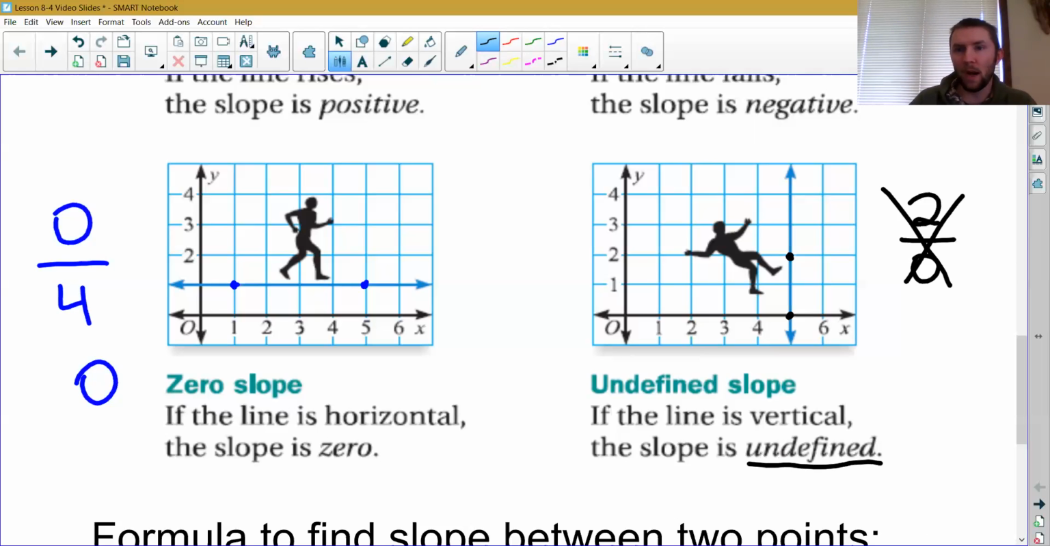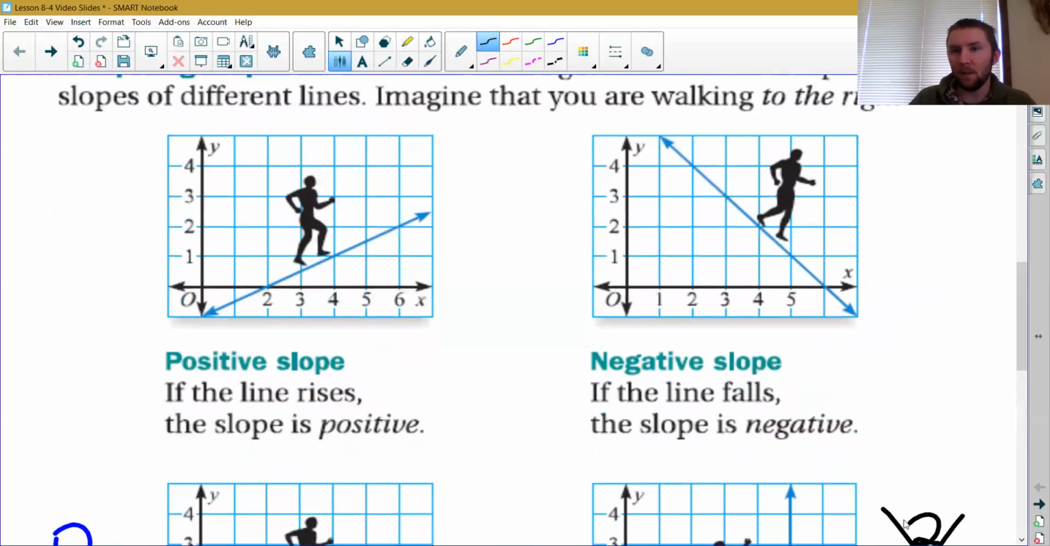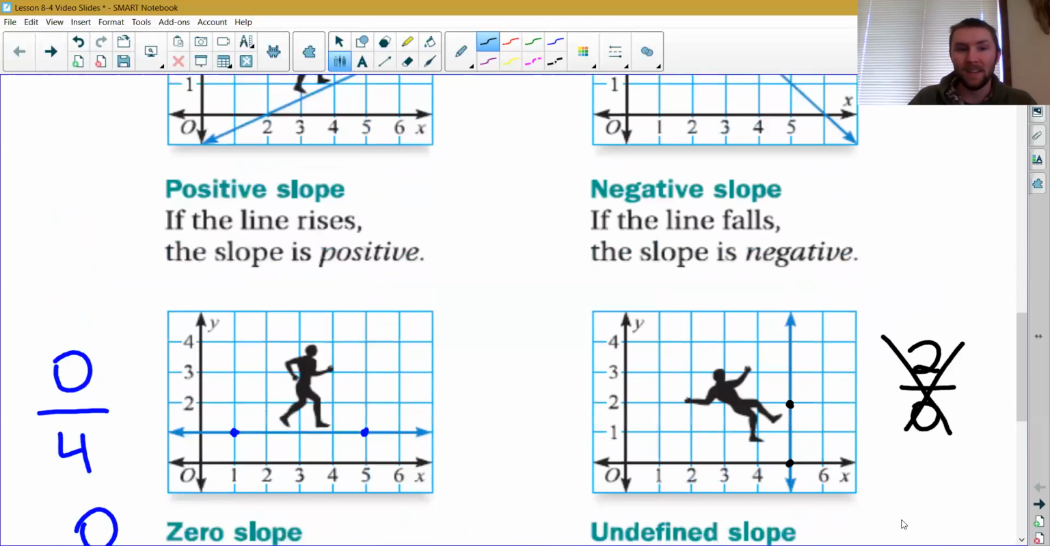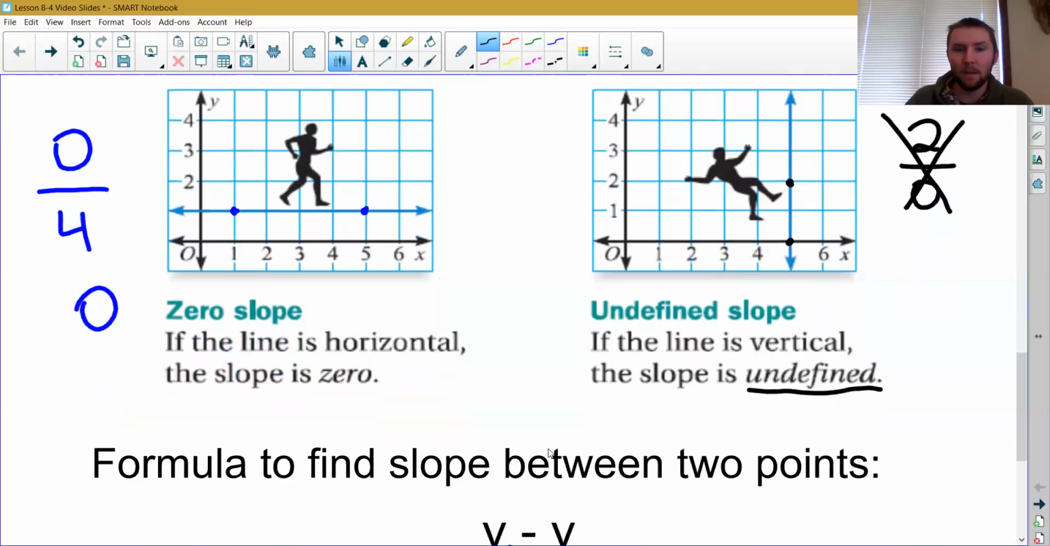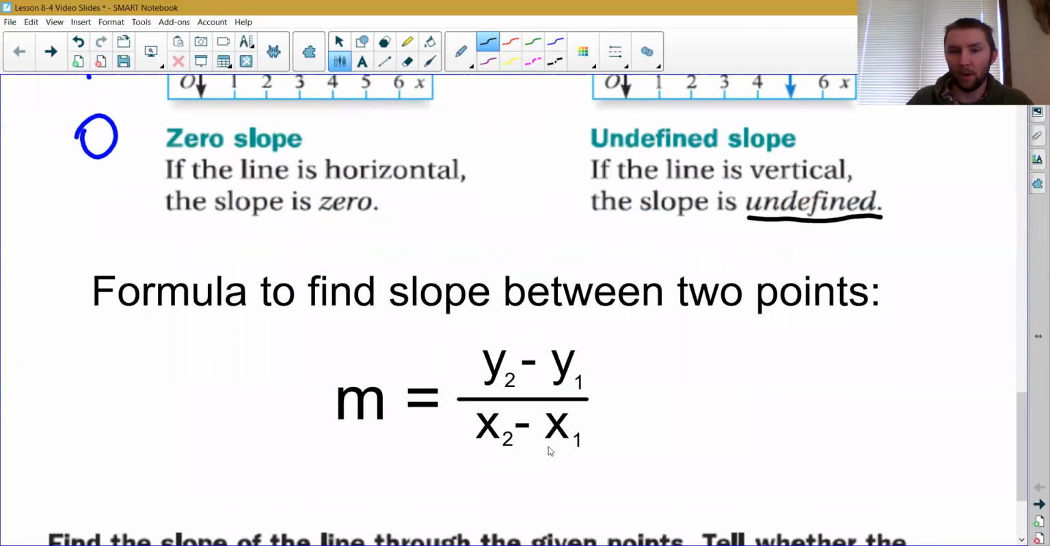So those are your 4 options for slopes. They can be a positive number, a negative number, 0, or what we call undefined, all right? Now in your practice problems tonight, I'm going to be asking you to find the slope between 2 coordinate points, okay? And we have this formula that we can use. It involves 2 subtractions, and then we just make a fraction out of those 2 subtraction answers.